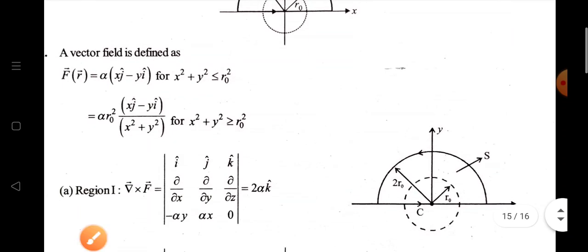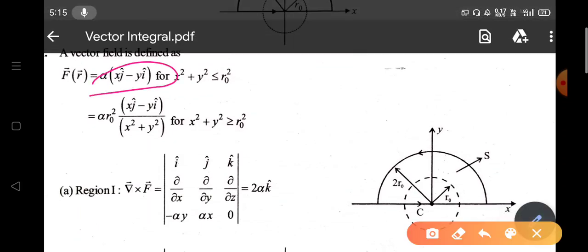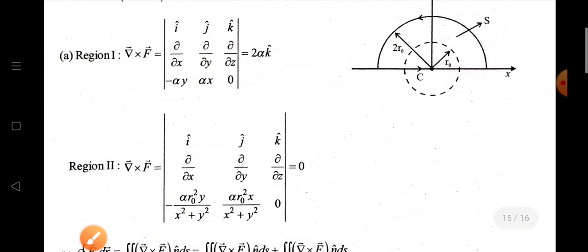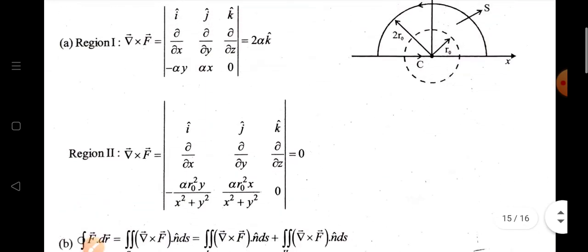For the first region, find out the curl of F by putting this function for x square plus y square less than or equal to r naught square, that is alpha x j cap minus alpha y i cap. So del del x here gives i cap minus alpha y, and for the j cap it is plus alpha x, and you find 2 alpha k cap as the answer for the curl of F for region 1.